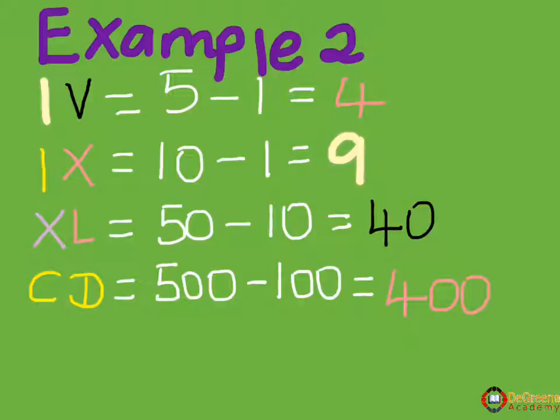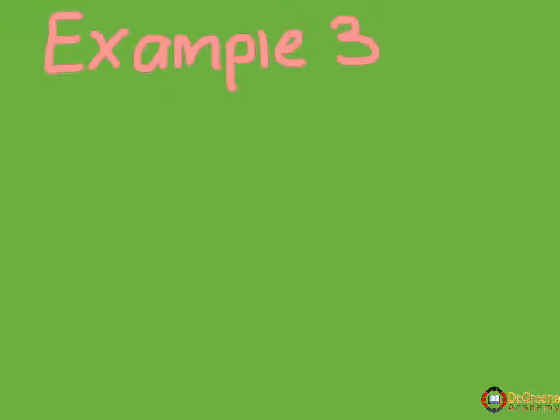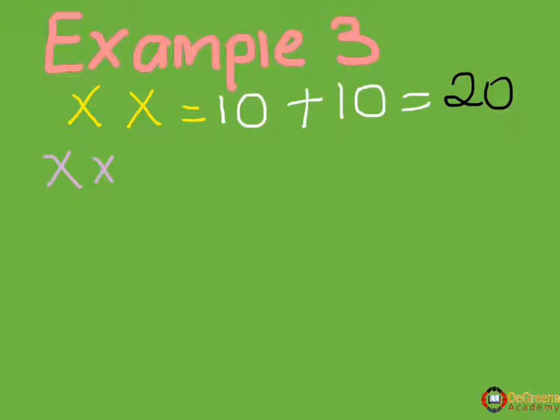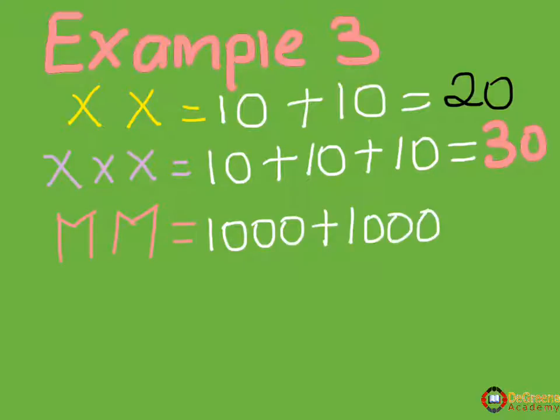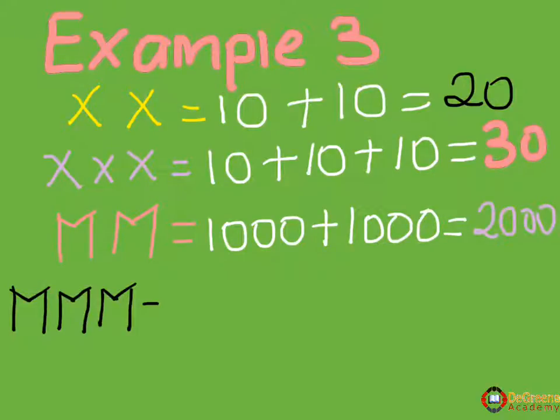The other symbols, all symbols except V, L, and D can be written repeatedly, but not more than 3 times. Example 3. So example 1, we have XX, that is 10 plus 10, which gives you 20. The second example, you have XXX, that is 10 plus 10 plus 10, which gives you 30.